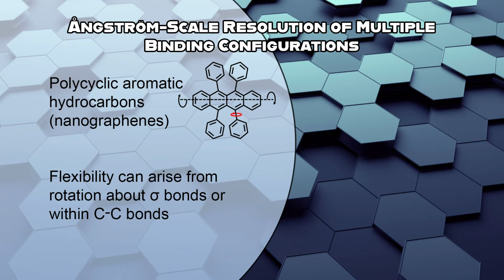However, PAHs can exhibit non-planar flexibility due to rotation about sigma bonds, or even flexibility within the CC bonds that form their skeletal structure. This flexibility can result in unique binding conformations or orientations on surfaces. Subsequent reactions or thin film functionalities depend upon the reliable control of these factors at the single molecule level.